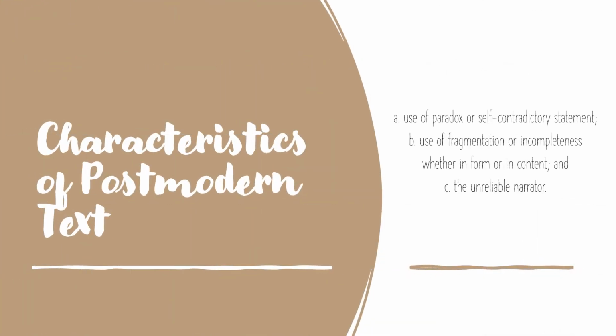These are the characteristics of postmodern texts. It includes the use of paradox or self-contradictory statements, use of fragmentation or incompleteness, whether in form or in content, and then the unreliable narrator. Postmodern writers tended to avoid neat endings and championed chance over craft. Some of the literary techniques frequently used during this time were pastiche and metafiction.